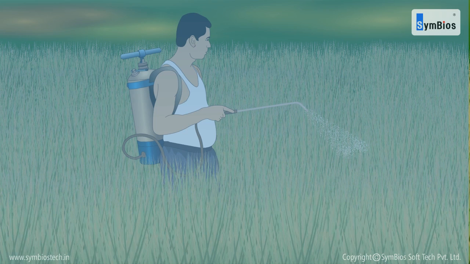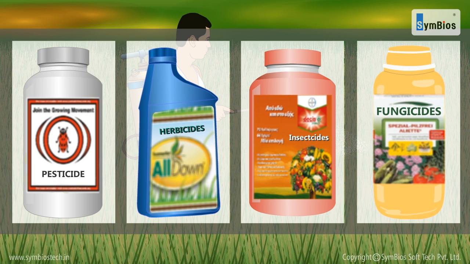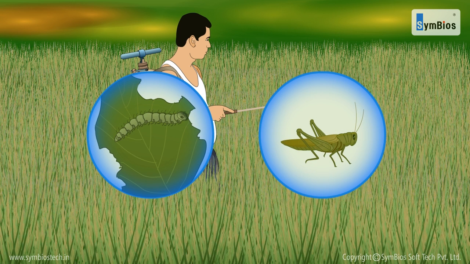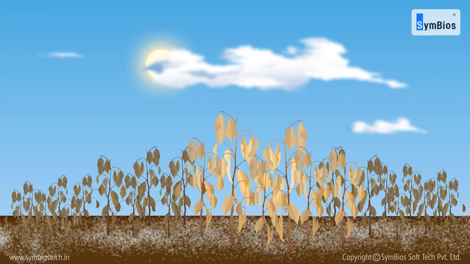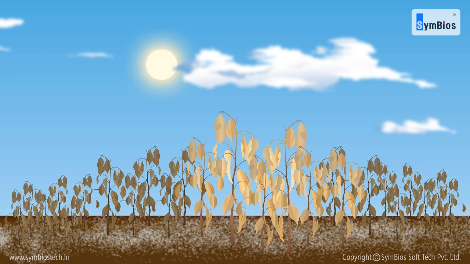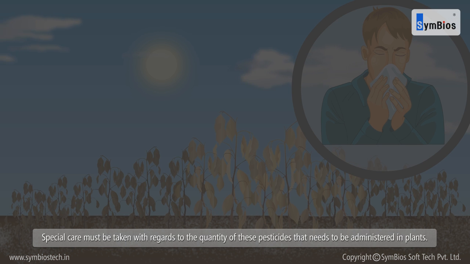Pest control. Methods of proper pest control are a must to save the crops from any damage. Pesticides, herbicides, insecticides, and fungicides are necessary to prevent destruction from pests, insects, and other harmful agents. Too much of these chemicals may also lead to irreparable damage to the soil, plant life, as well as human life. Special care must be taken with regard to the quantity of these pesticides that need to be administered to plants.